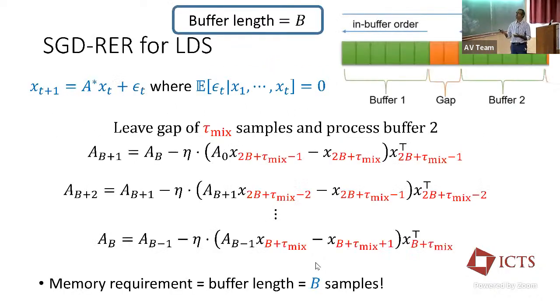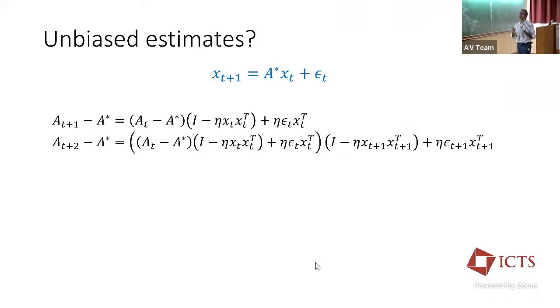So one question is why does this help? So the claim is that once you do this kind of updates, then in some sense you are getting unbiased estimates of your A star. Like you're getting closer to your A star in some unbiased manner. So how is that happening?